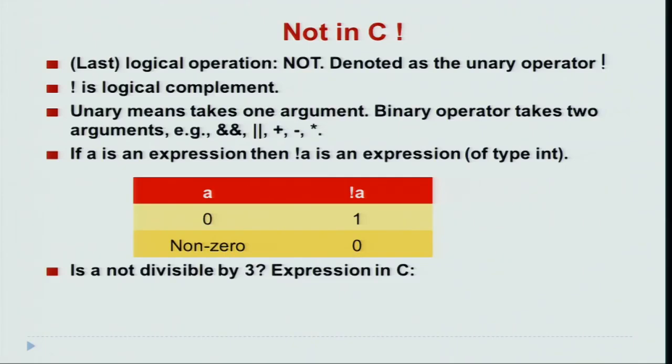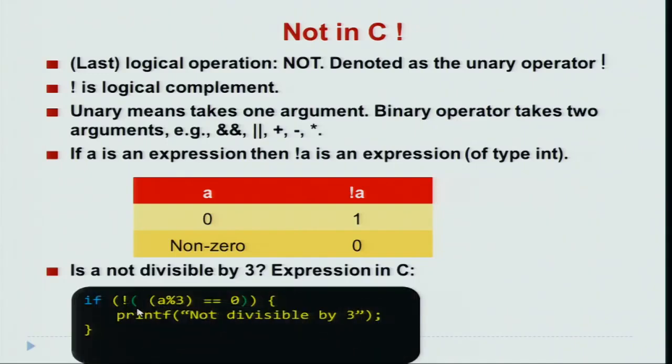Okay. So, for example, if I want to say that A is not divisible by 3, I will just write NOT of A mod 3 equal to 0. You know that A mod 3 equal to 0 tests for A being divisible by 3. So, negation of that, it will say that the given number is not divisible by 3. Okay.